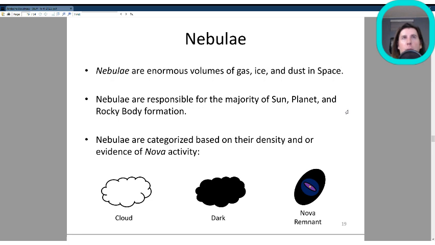nebulae are enormous volumes of gas, ice, and dust in space. There's planets. There's a bunch of stuff inside of them. And nebulae are responsible for the majority of sun, planet, and rocky body formation. Nebulae are categorized based on their density and or evidence of nova activity. So you can have exploded suns. So there's the regular beautiful cloud shape. And then there's a dark nebula, which has a lot of dust and gas in it, so you're not going to see it. And then there's the ones that were made directly from a star exploding. And that's how they're classified right now.